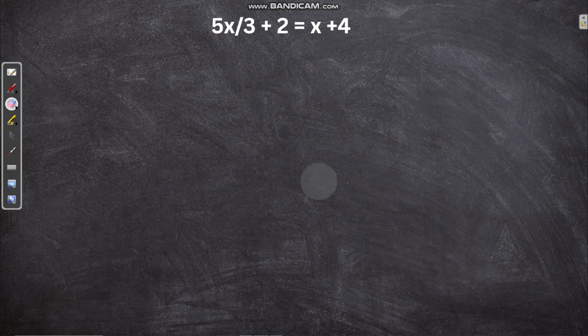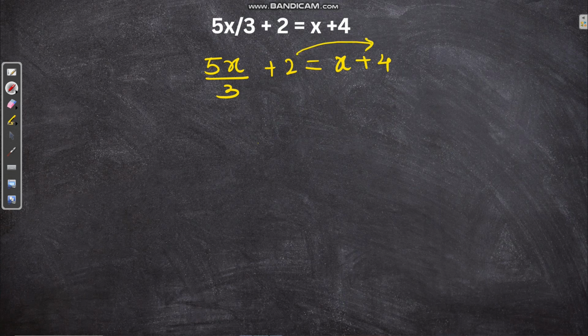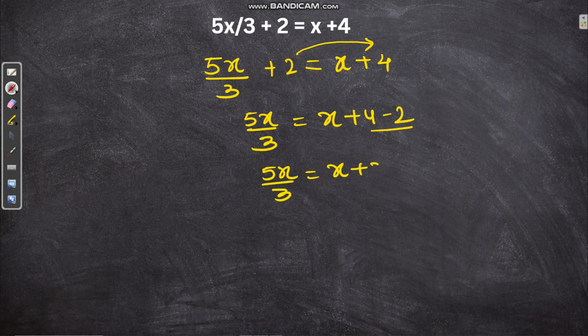This is a similar type of question, so it is like 5x upon 3 plus 2 is equal to x plus 4. First of all, take this 2 that side, that is 5x upon 3 is equal to x plus 4 minus 2. So 5x upon 3 is equal to x, 4 minus 2 is 2, so plus 2.